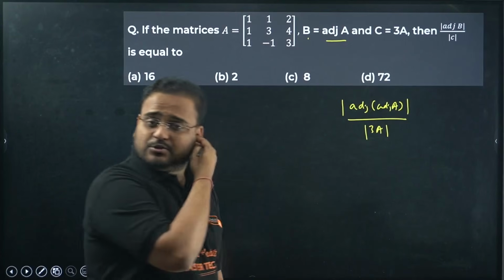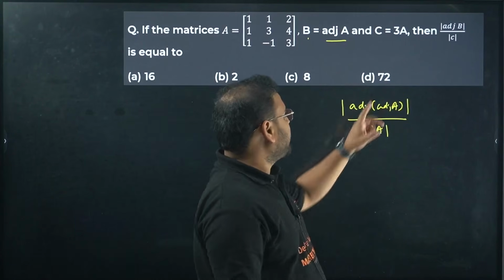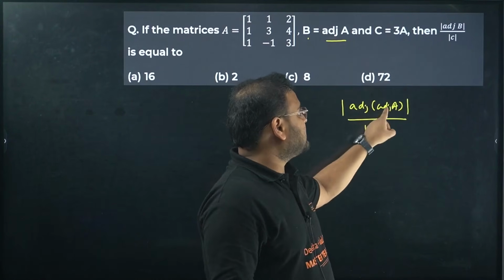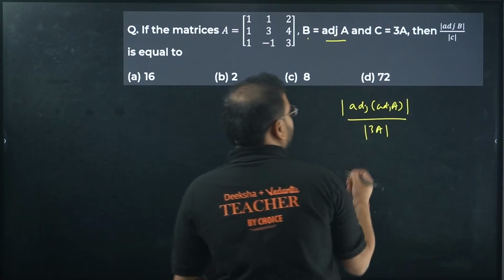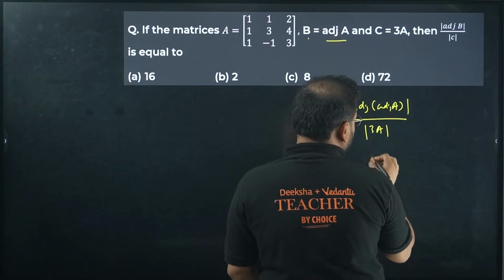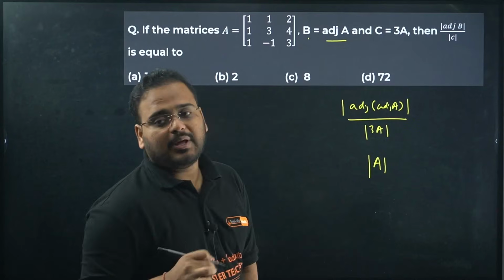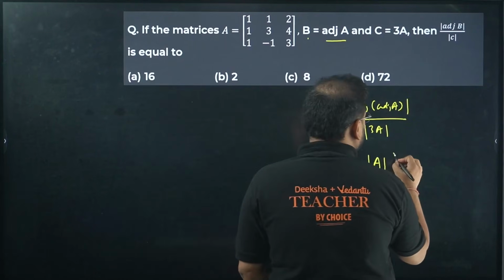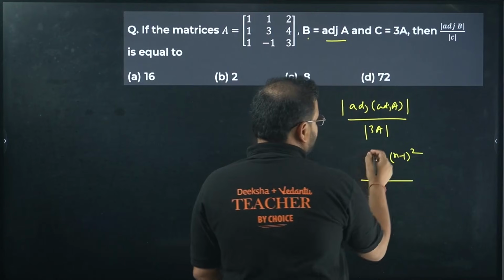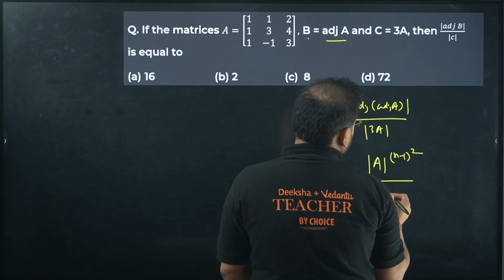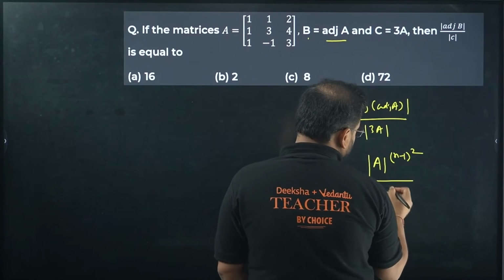What I've done is simply use the substitution of the given information. B is the adjoint of A, and C is 3A. Apply it. The adjoint of A becomes determinant of A to the power n minus 1, and the adjoint of that will be to the power n minus 1. 3A will become 3 power n and the determinant of A.